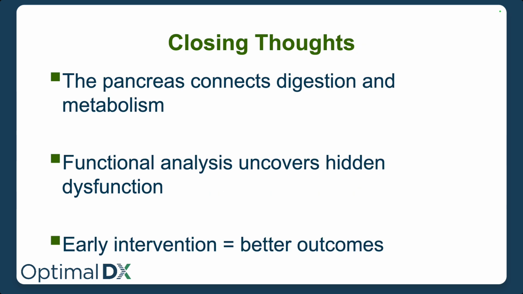Some closing thoughts. In summary, the pancreas is central to both digestive and metabolic health. Functional analysis of blood chemistry results gives us the ability to see subtle dysfunction long before it escalates to disease. And by recognizing patterns and intervening early, we can provide truly personalized care that improves outcomes and helps patients achieve lasting health.